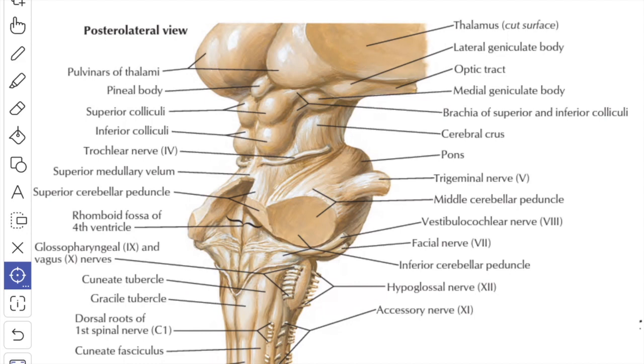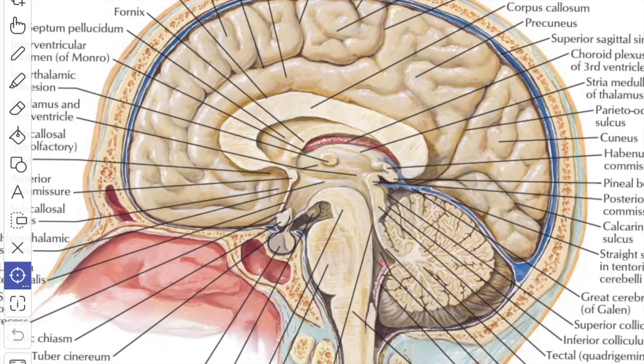The midbrain passes through the tentorial notch. This is the sagittal section. Here you can see this part is the midbrain, and this is the cerebral aqueduct which connects the third ventricle and the fourth ventricle.